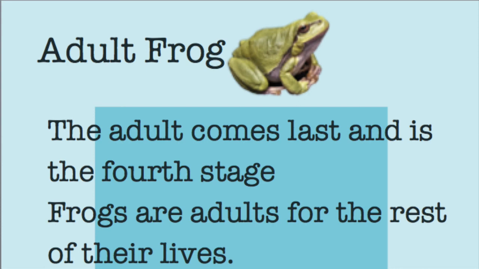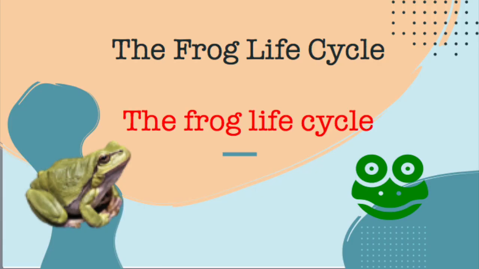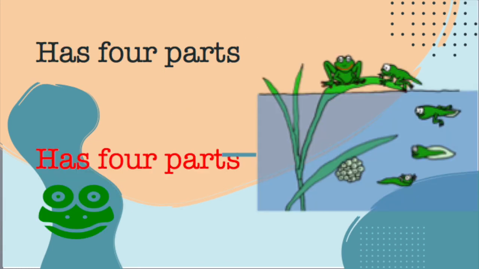One more time. The adult comes last and is the fourth stage. Frogs are adults for the rest of their lives.